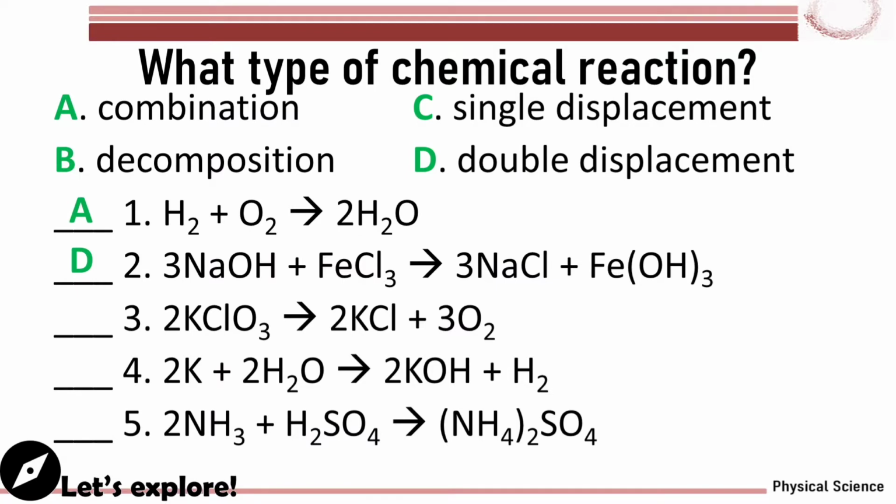So we have potassium chlorate, and after the reaction you have potassium chloride and oxygen gas. So that's decomposition. Number 4 is potassium and water forming potassium hydroxide and hydrogen gas. That's letter C, single displacement.